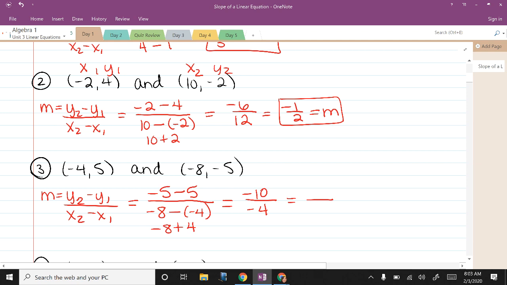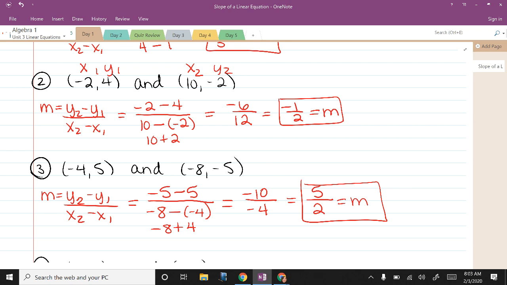Very good. What are they both divisible by? 2. What's 10 divided by 2? 5, and 4 divided by 2 is 2. So 5 over 2. If you have an improper slope, that's okay. You do not want a mixed number slope, because it's rise over run, right? All right.